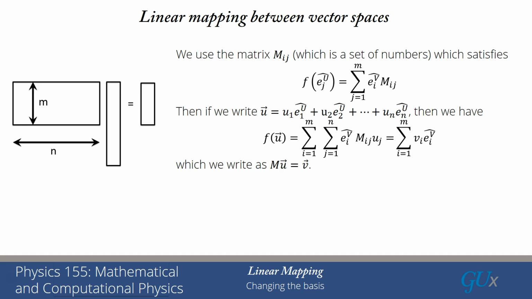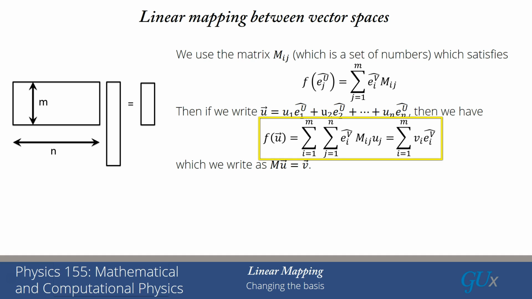What we're going to do is write our vector u as equal to u1 e1 plus u2 e2 all the way out to un en. That is just writing an arbitrary vector u in terms of its coordinates with respect to the basis that we've chosen for U. And then F of u, by using the linearity property, is going to equal u1 times F of e1^U plus u2 F of e2^U plus all the way out to un F of en^U hat. But we know what F of each of those basis vectors are.